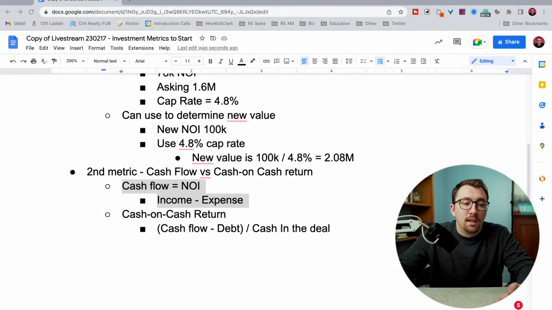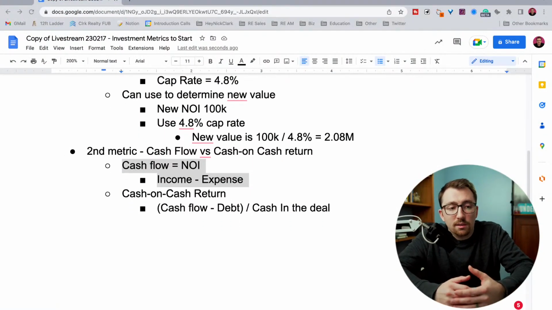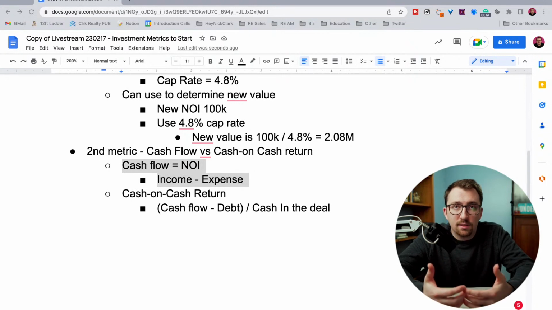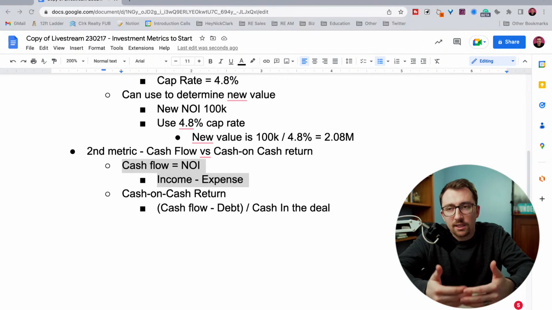You own it 100%. But right now when we're buying it, it doesn't really make sense to use that as a measuring stick on if it's a good deal or not. Instead, a better tool is this cash on cash return, which is going to be your cash flow minus your debt payment, what your debt service is every year, divided by the cash in the deal.